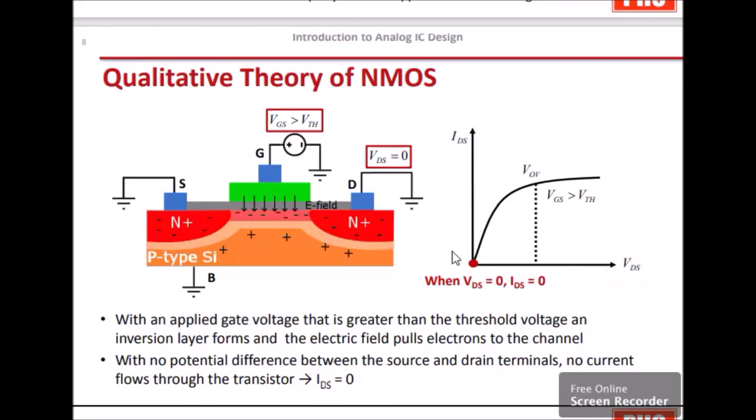Kapag nag-apply tayo ng voltage, pagka dahan-dahan tayo nag-apply ng voltage, pataas ng pataas yung ating voltage, yung current din naman, dahan-dahan din siyang umaakyat. Okay, but then, after some point, ang tawag natin dito is VOV, after some point, somehow nasasaturate na yung ating current. Hindi na tataas yung current natin kahit taasan mo pa yung voltage mo. Okay? Kahit taasan mo pa yung voltage, hindi na tataas yung current kasi limited lang siya.